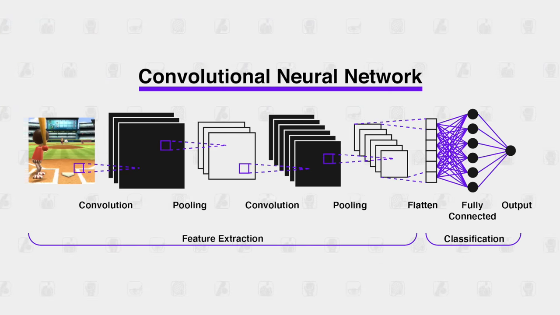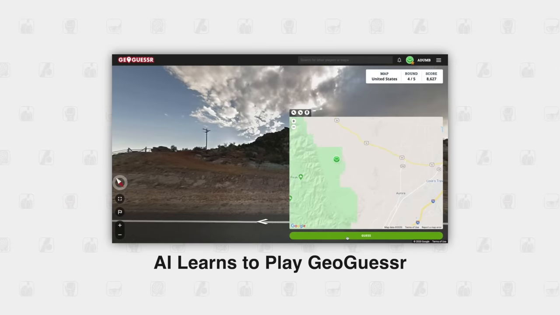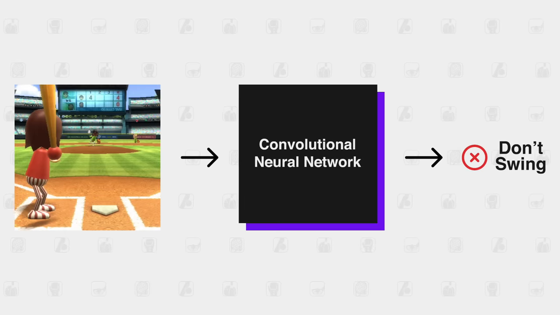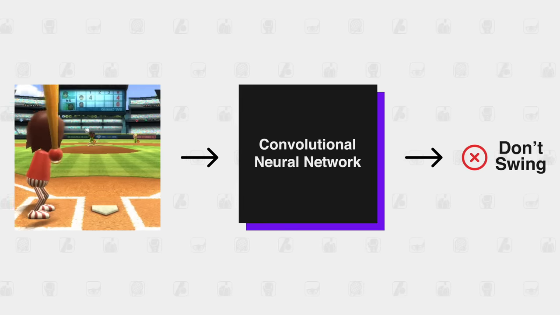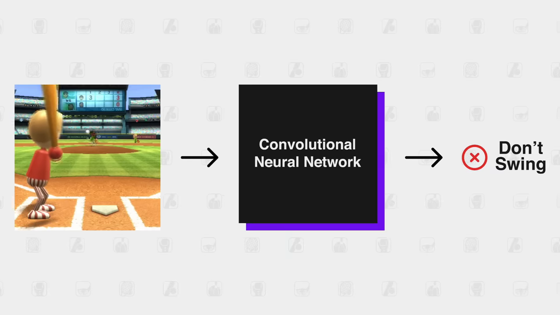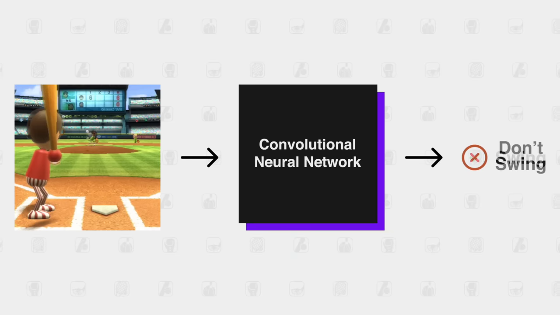If you've never heard of it before, all you really need to know is that it's a special kind of neural network that is especially good at analyzing images. It's actually what I used in my GeoGuessr video as well. My idea is that I will train the AI to analyze any given image of a pitch and have it determine if it should initiate a swing or not. Then, I can write a script to repeatedly take screenshots and show it to the AI at a fast rate.